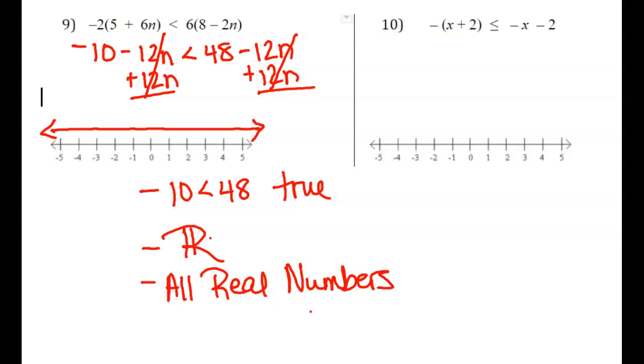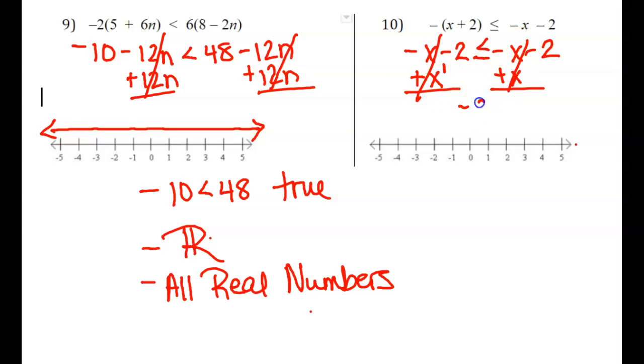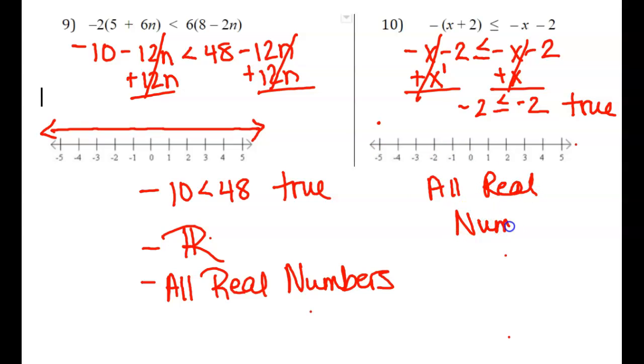All right, if you want to pause the video right now and try number 10, and then start it back up and let me show it to you. -x minus 2 is less than or equal to -x minus 2. So I distributed that negative. Now I'm going to add my x to both sides. When I do that, they cancel out, and I'm left with -2 is less than or equal to -2. Well, that's a true statement. Because that's a true statement, again, this is all real numbers. Or we can put our little r, and we can graph everything.